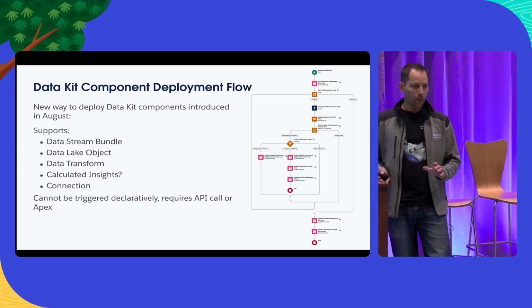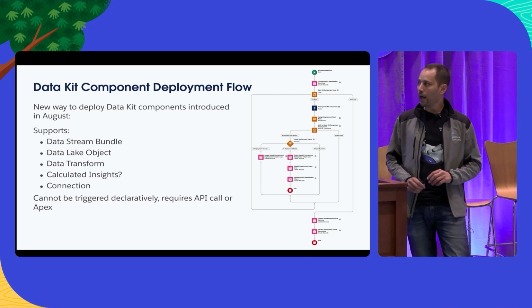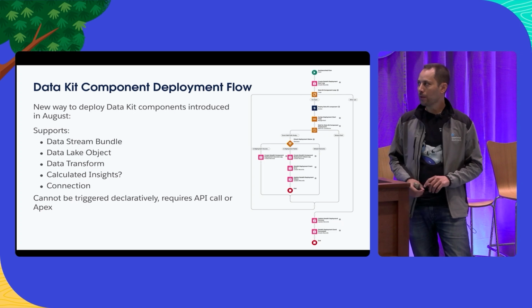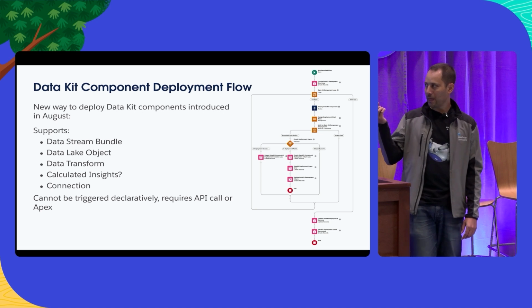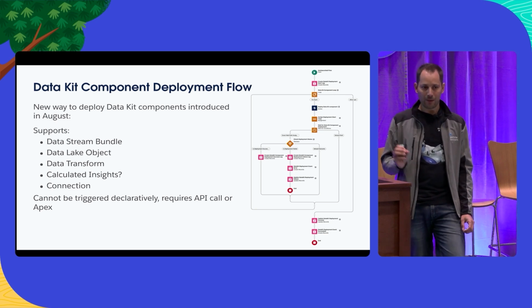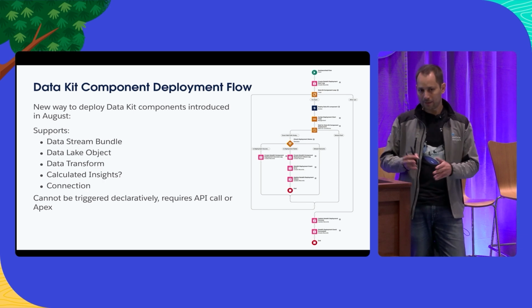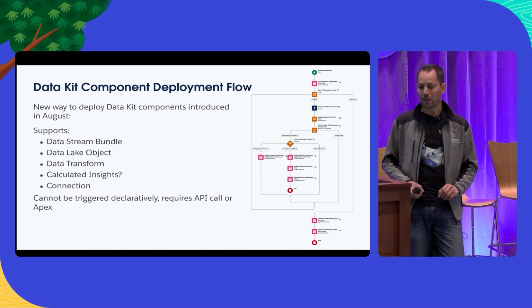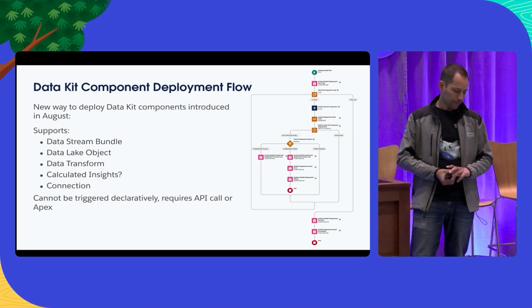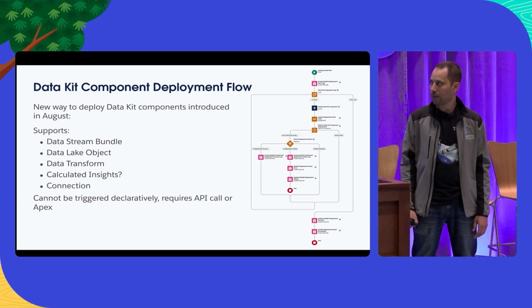Within this flow, you don't have, I would say, the full support of what's in the DataKit. There are only certain types that are supported: data stream bundle, data lake object, data transform, calculated insight. That's an interesting one. I left the question mark here because right now, as I'm speaking today, there's still an active bug on this one, so it won't deploy. But I guess it's work in progress. There's no GA or beta status on the deployment flow, but it's still being worked on, so I guess it will iterate. There are a number of known bugs that still need to be fixed.